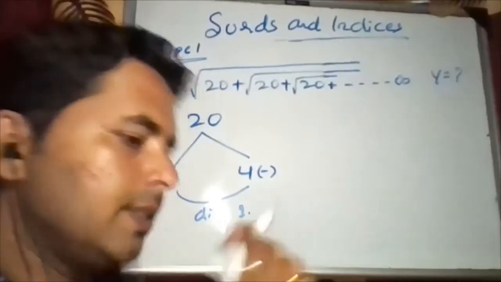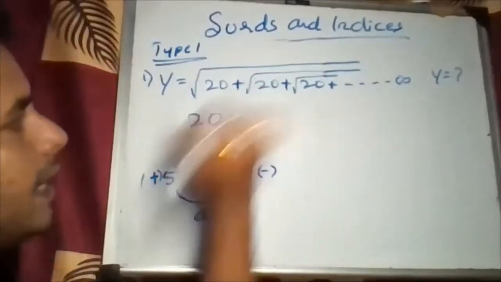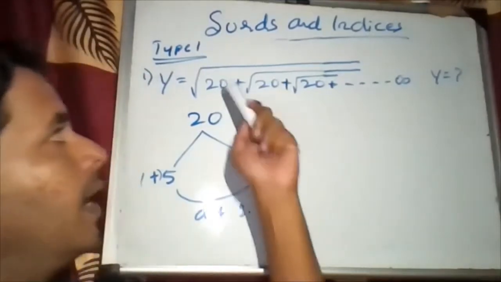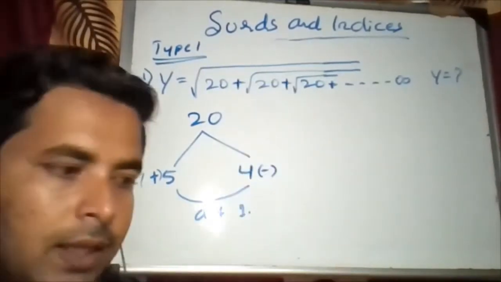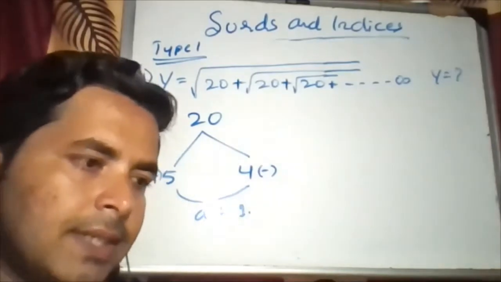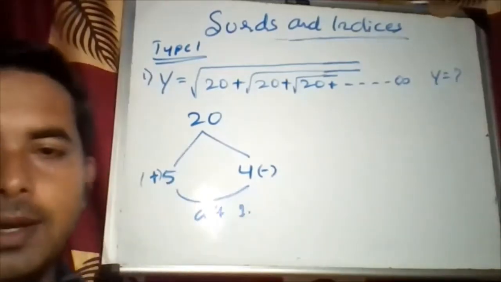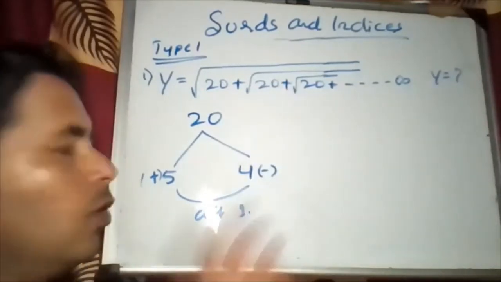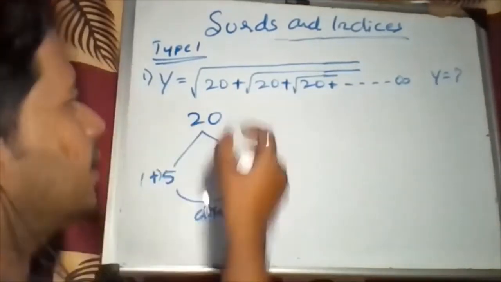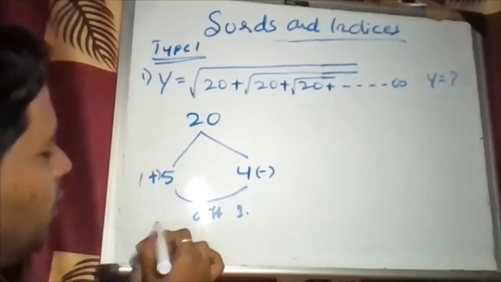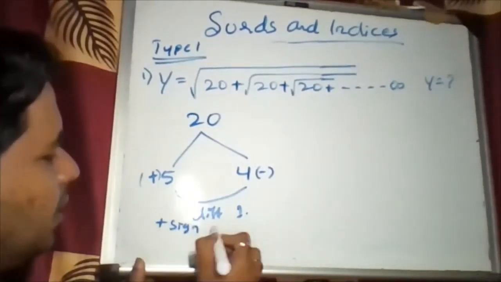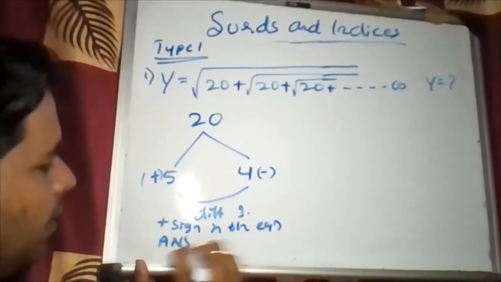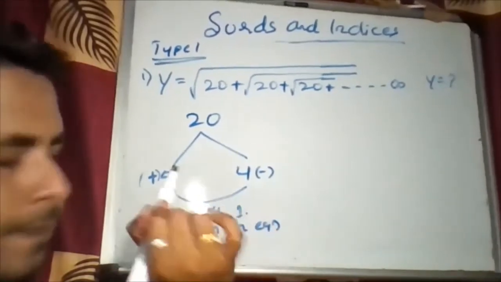Now what is the answer? Blindly you have to consider, if it is a plus sign in between. Why I told you to check the plus sign and minus sign. If there is a plus sign in between, the answer will be +5. If there is a minus sign in between, the answer will be 4. But here in the question there is a plus sign in between the equation. So your answer will be just 5.